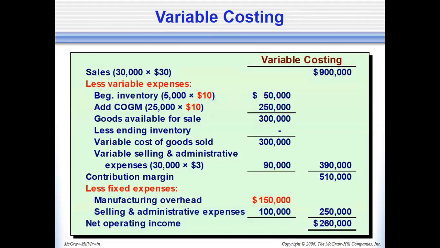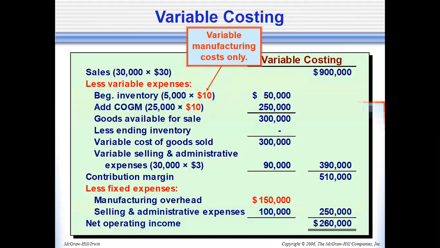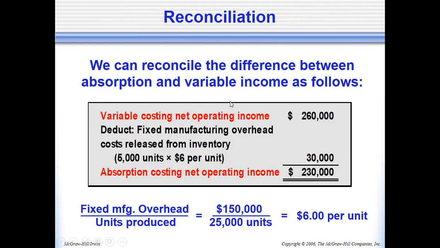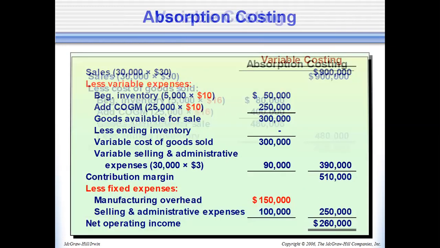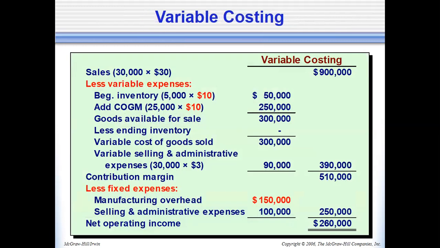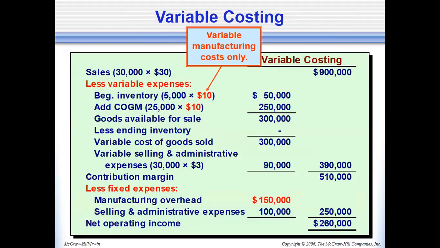Then what about variable costing? For variable costing, we deduct the variable expenses, including the variable selling and administrative expenses, to get the contribution margin. All manufacturing overhead should be expensed. We can notice that the net operating income of 260,000 is higher than the absorption by how much? The absorption costing of 230,000 is lower by 30,000 than the 260,000 under variable costing.